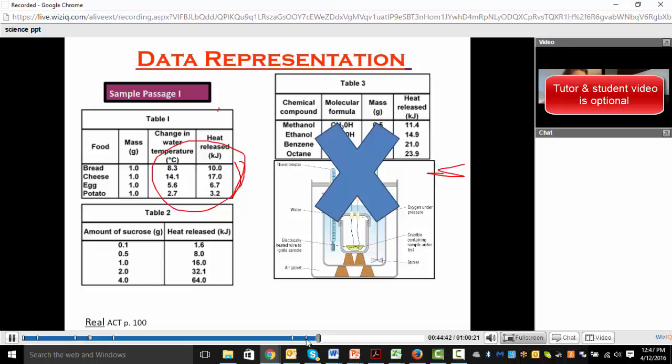So if you reread the question, it's one can conclude that when the mass of sucrose is decreased by 1/2, so let's say we start at 4 and we go to 2, the amount of heat released when it is burned in a bomb calorimeter will what? Well, you literally just have to go like this. Okay, what is 64 to 32? Well, that's decreasing by 1/2.